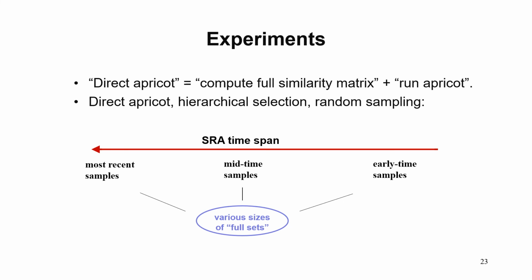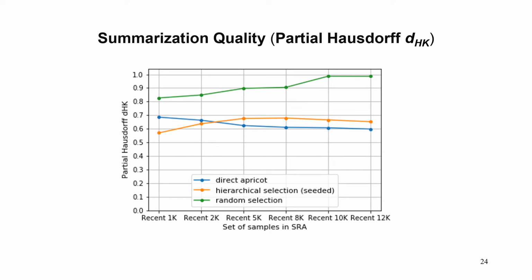In this implementation of hierarchical selection, we use apricot as the base level for representative set selection on each chunk and the merged set. We compared the performance between direct apricot, hierarchical selection, and random sampling using the most recent, early time and mid-time samples in the SRA as different sizes of full sets, up to 12,000 samples. The early and mid-time samples are the ones in the earliest quarter and the middle of the SRA time span.